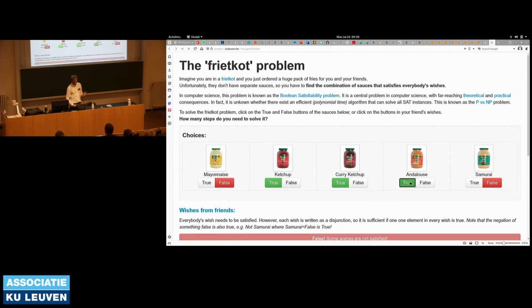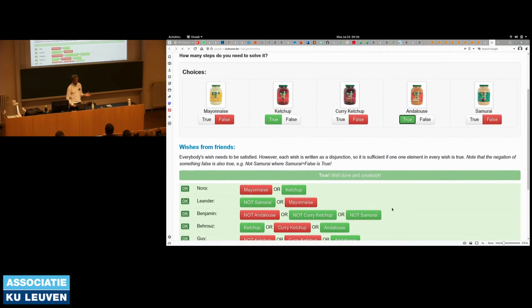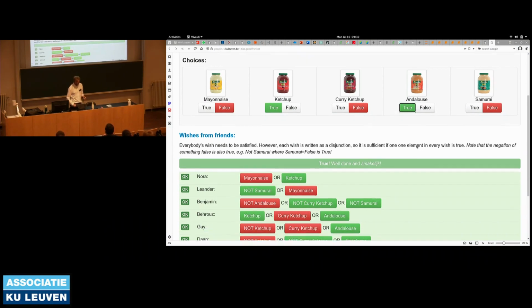So let's just try. Okay, done. So the solution is we should have ketchup and Andalouse, which is indeed a very balanced choice, if you want my personal opinion.